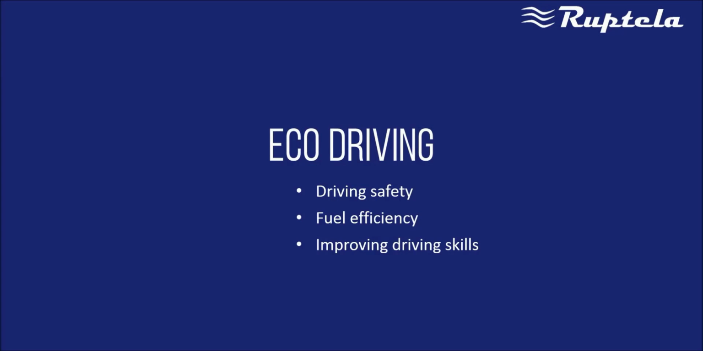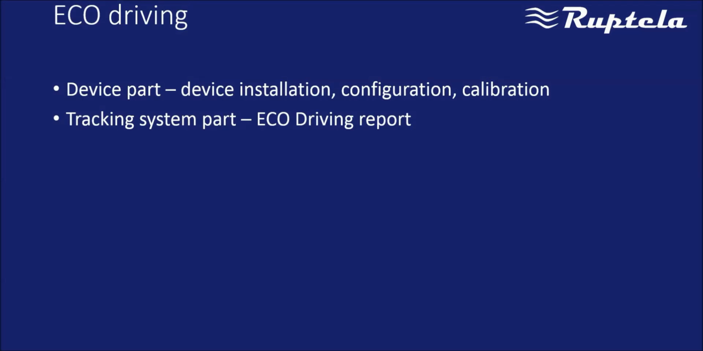Our award-winning eco-driving solution can save you a lot of fuel, improve your driving skills, and also improve driving safety. What is eco-driving? Eco-driving consists of two main parts. The device part: we have to install our FM device into the car. We must configure it previously, and when that is all done, we have to calibrate it. And also, in order to get information, there is the tracking system part, the eco-driving report.